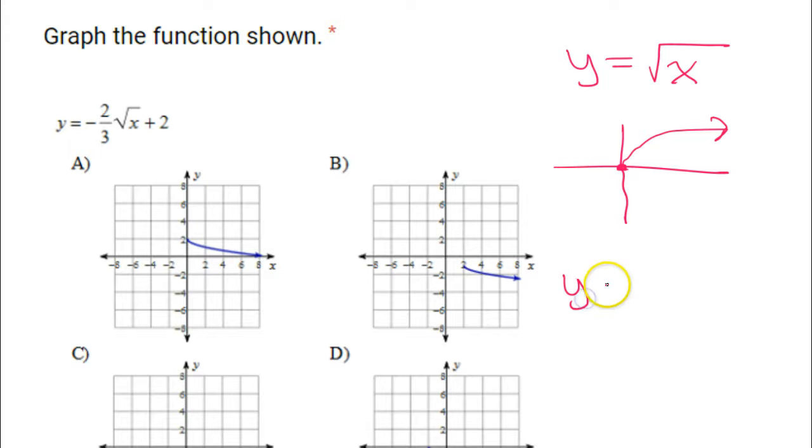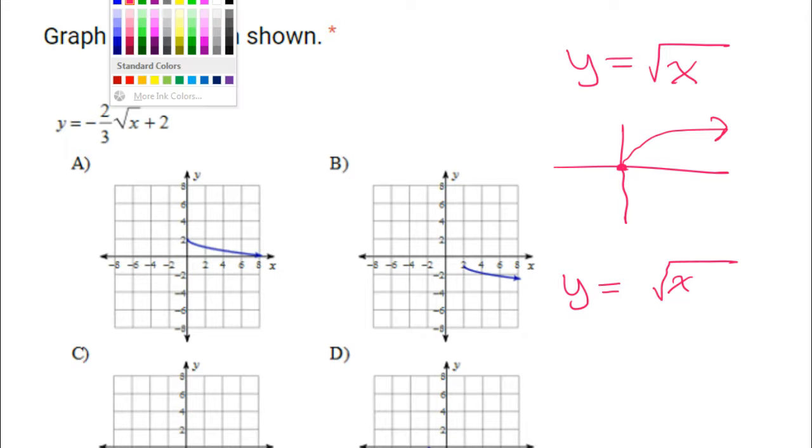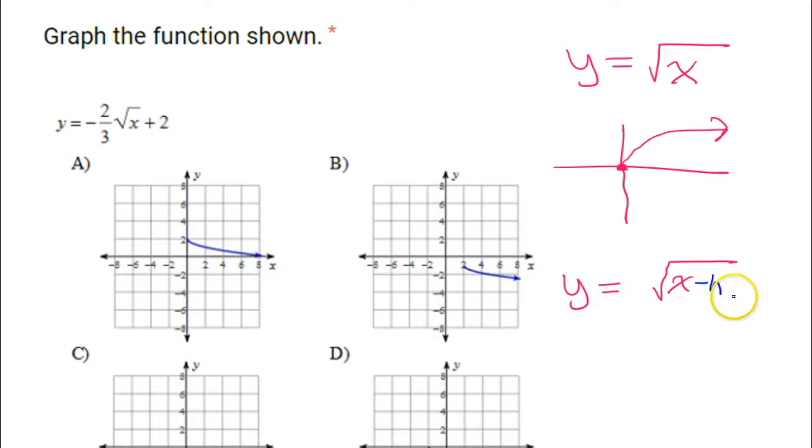Now, you need to understand what happens to this basic graph as I make a few modifications. For example, if I put a minus h right here, whatever this is going to move us to the right by h. Alright, if this were a plus, then it would move us left. Now, if I put a plus k on the end, this moves us up k. And if this were minus, it would move us down.